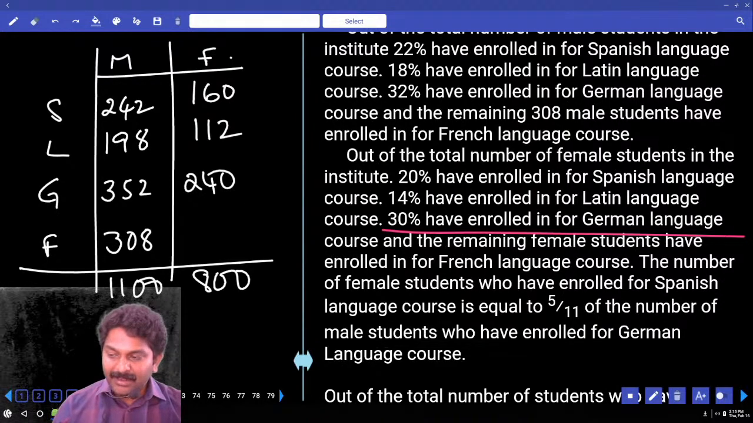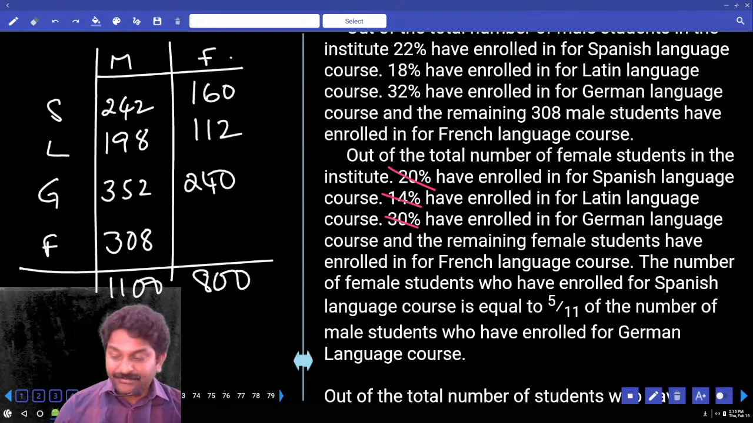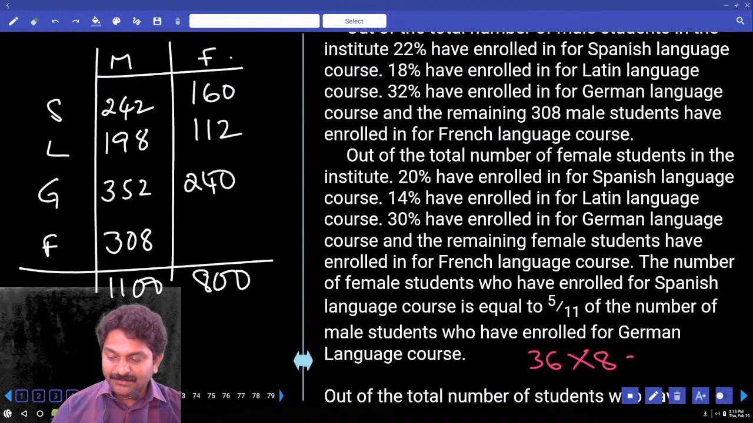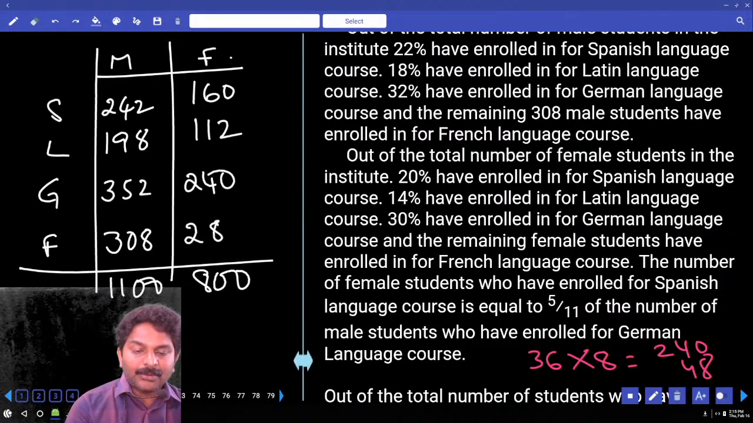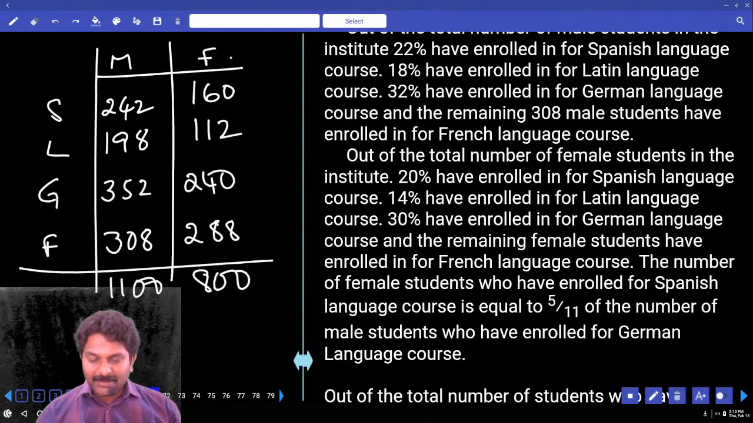The remaining females have enrolled for the French language course. So far 30 plus 20 is 50, plus 14 is 64, remaining 36 into 8. 30 into 8 is 240, 6 into 8 is 48. 240 plus 48 is 288. The table is prepared. Now let's start.